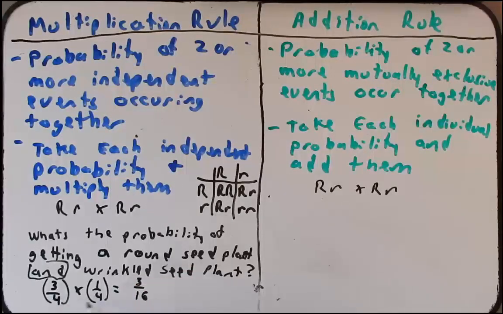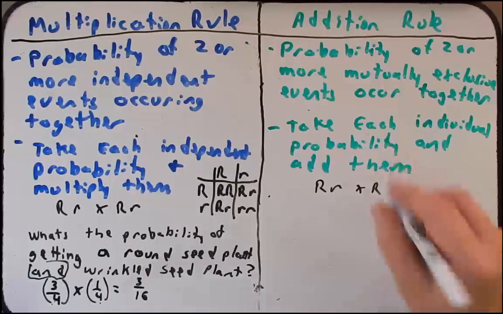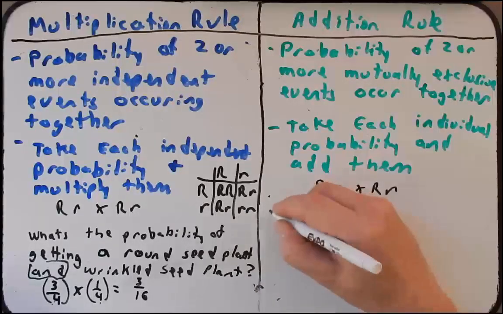Just to remind you, when we multiply fractions, the denominators do not have to be the same, and we just multiply them. So 4 times 4 is 16. I'll remind you when we get to the addition rule over here that we handle these fractions a little differently, just as a very quick refresher. All right, now let's use the addition rule for this same cross here, and let's ask this question.